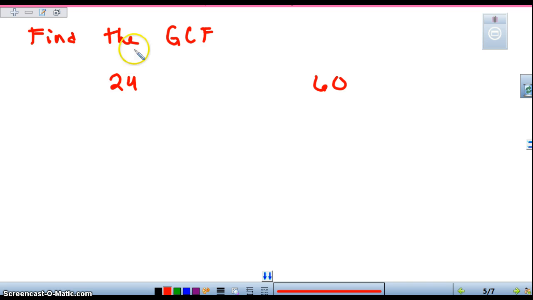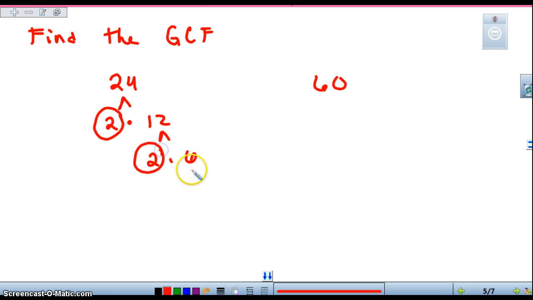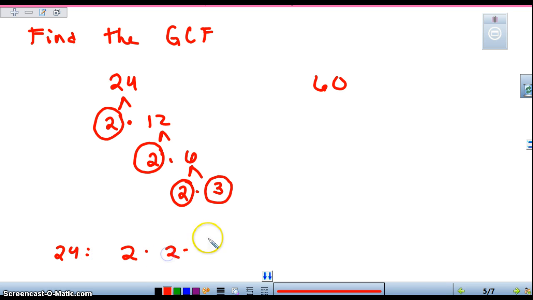If we have to find the greatest common factor of 24 and 60, we're going to look for their prime factorization. It means 24, 2 times 12, 2 is prime. 2 times 6, 2 is prime. 2 times 3, both 2 and 3 are prime. We're going to list the prime factors, 2 times 2 times 2 times 3.